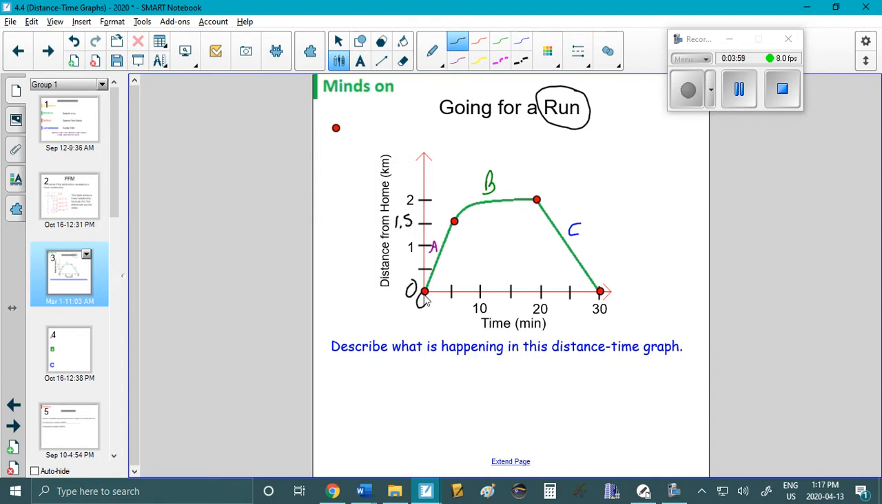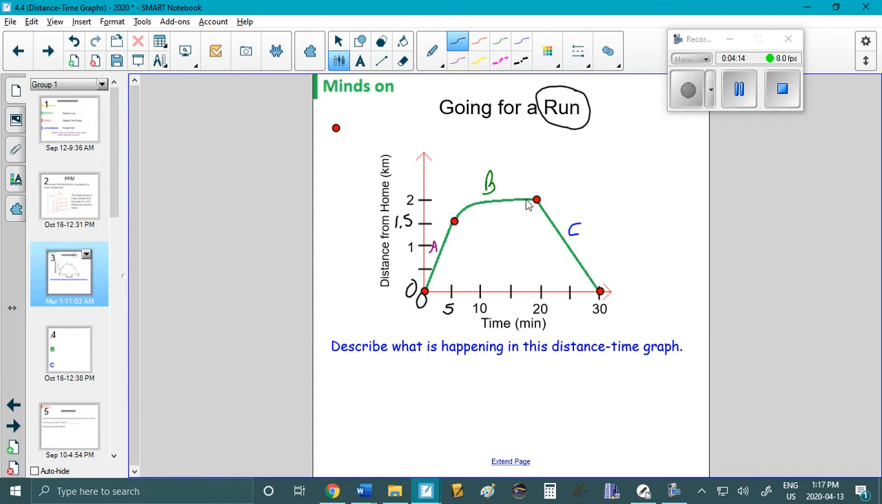So we can say that at the end of section A, they're 1.5 kilometers from home, and we can look down here for the time, and we can see that took them 5 minutes. So in 5 minutes, they went 1.5 kilometers. And then we keep going.